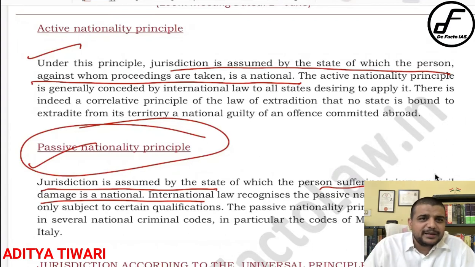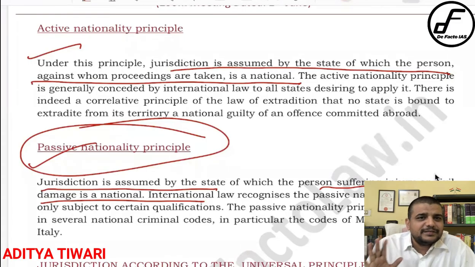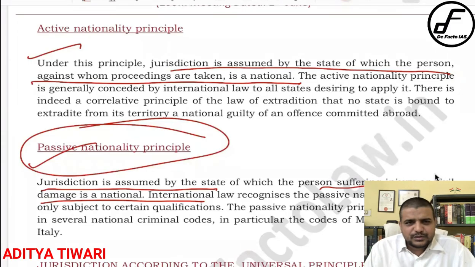How will the prosecution take place, right? So the active nationality principle has a practical problem in its implementation in terms of prosecution, but the passive nationality principle doesn't have something like that. Okay, right? So there is certain merit and debate, which I have explained very briefly.